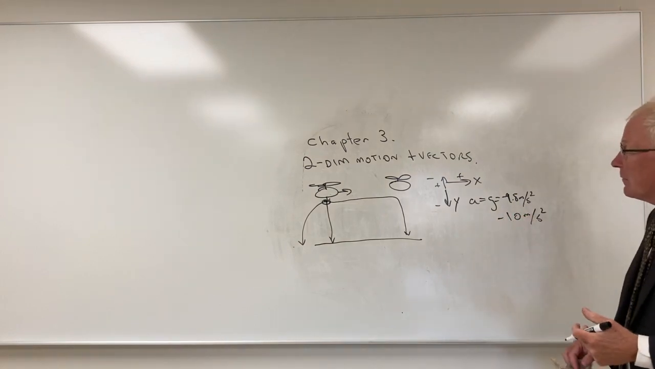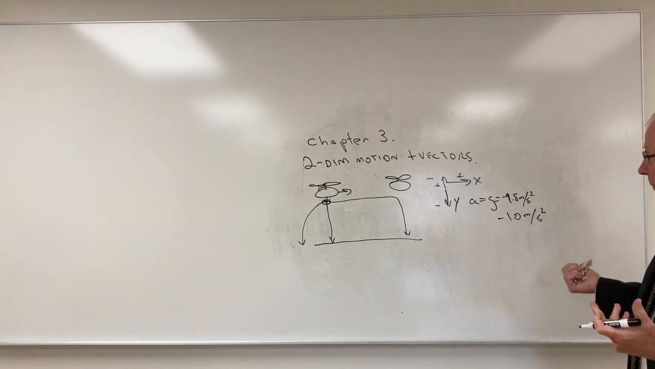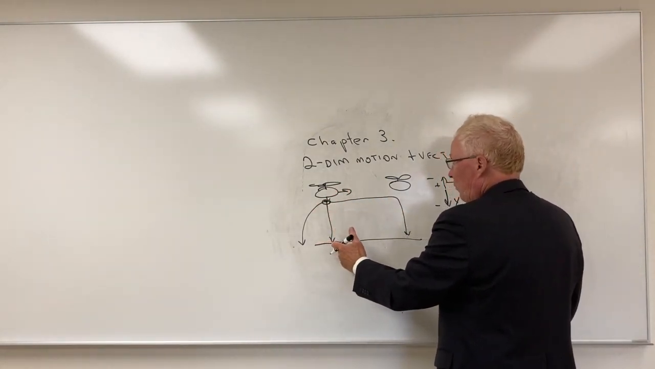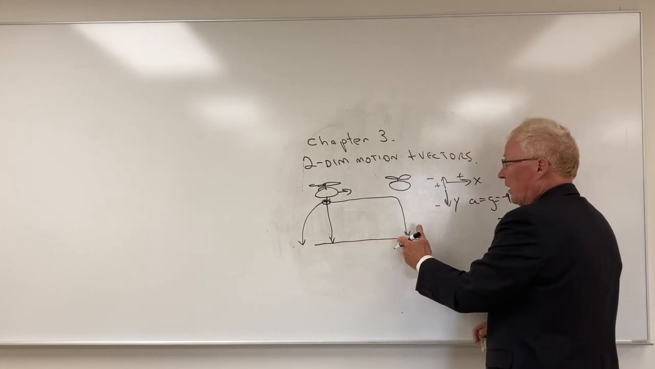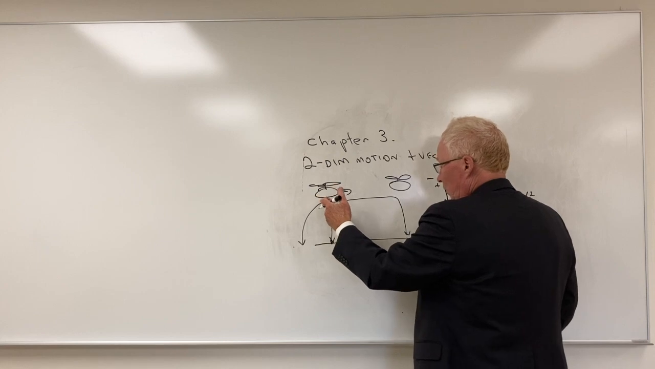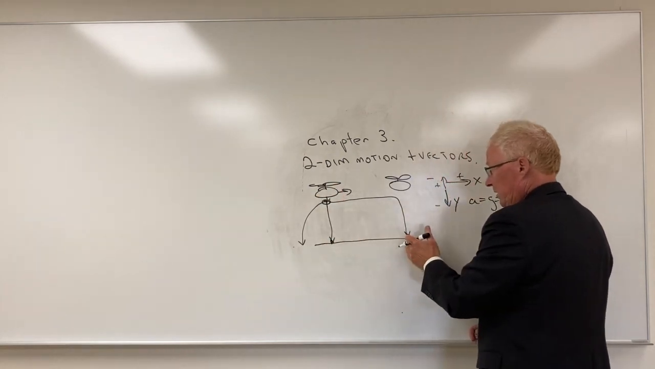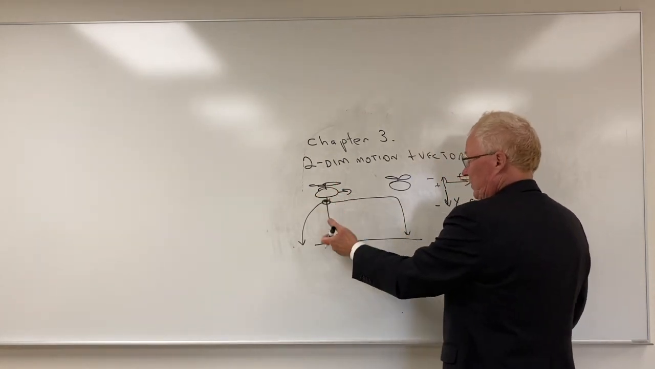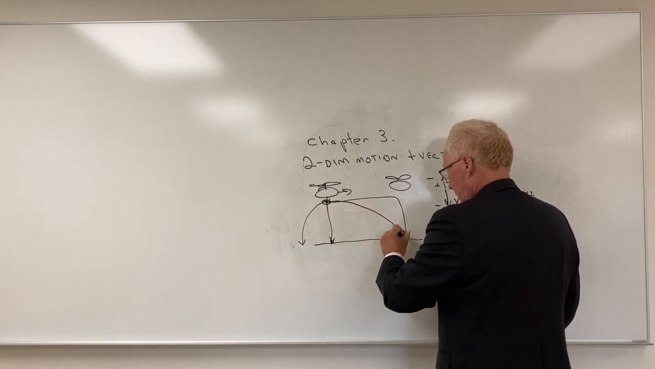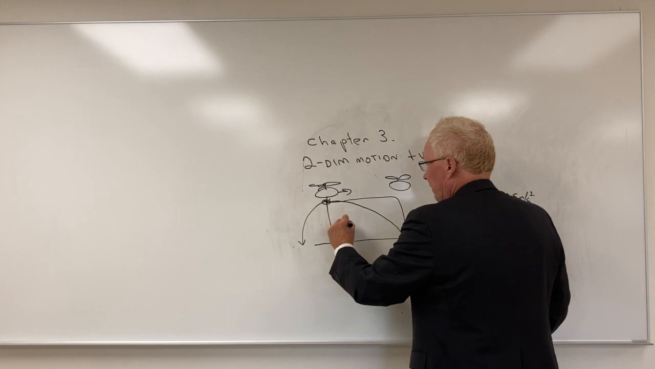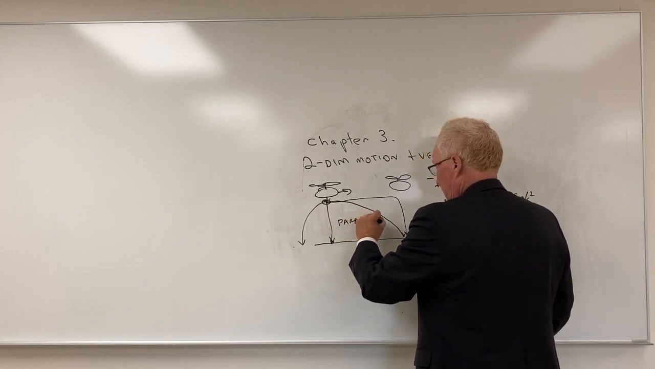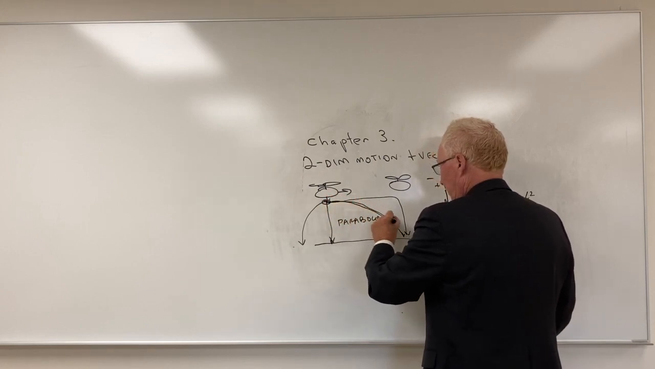Okay? So what happens is the object is actually moving at a constant velocity in the x direction, because there's no gravity. So once it lets go, it's going to move constantly this way, but it's going to be accelerating downwards. What it'll actually do is follow a parabolic path. So the path will actually be a parabola.